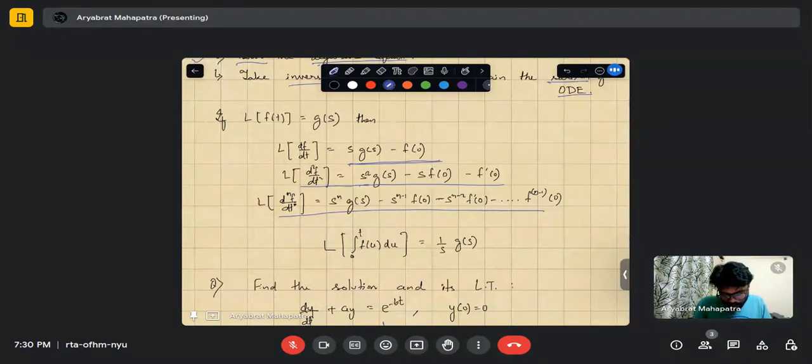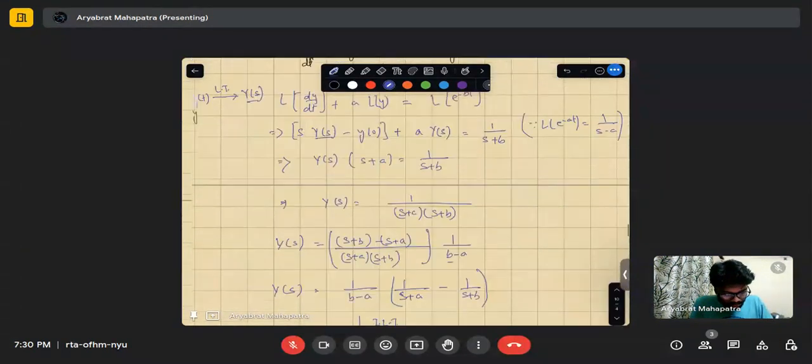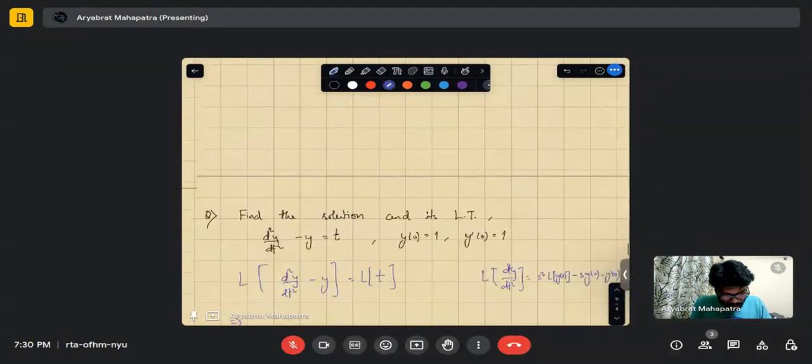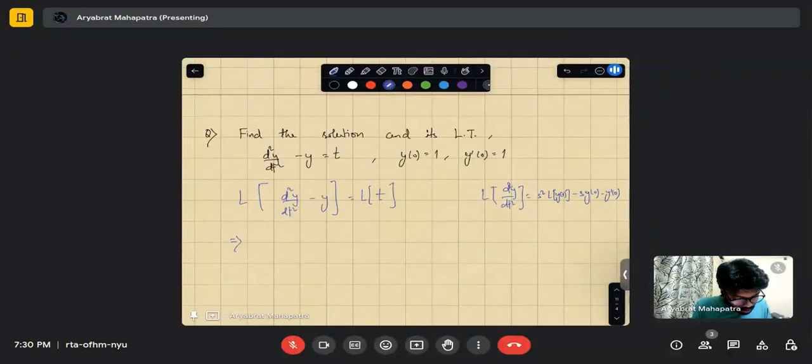This is a general property which you can always use when you try to solve differential equations using Laplace transform. In general, for the nth derivative, this formula will be applied. So using that, I can write s square Y of s, since the Laplace transform of y of t is Y of s, the capital Y as a function of s.